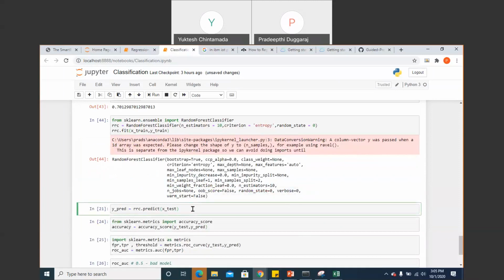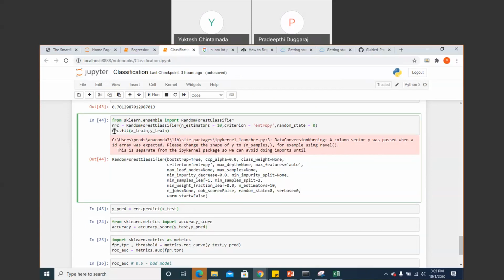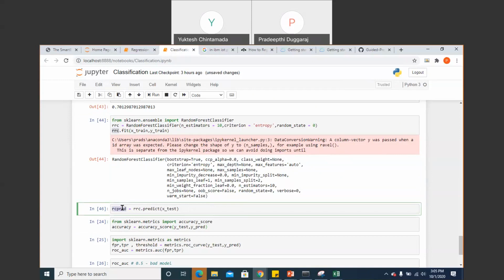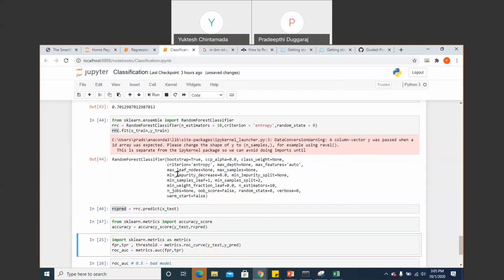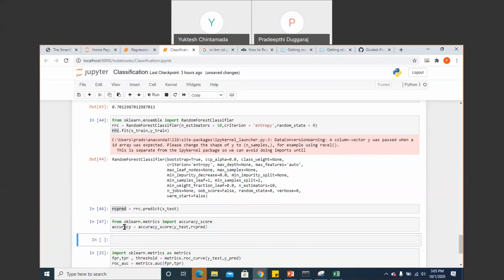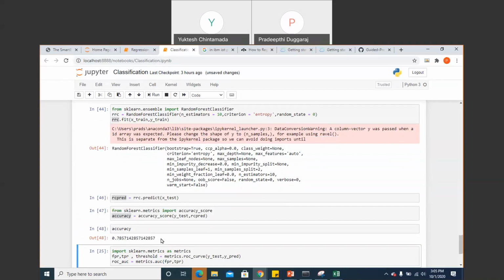Now with the random forest, y_pred is equal to rfc.predict of X_test, or you can just call it rc_pred. Now you can calculate the accuracy between y_test and rc_pred. If you see, you can check the accuracy again, and you can see that for random forest the accuracy is higher.